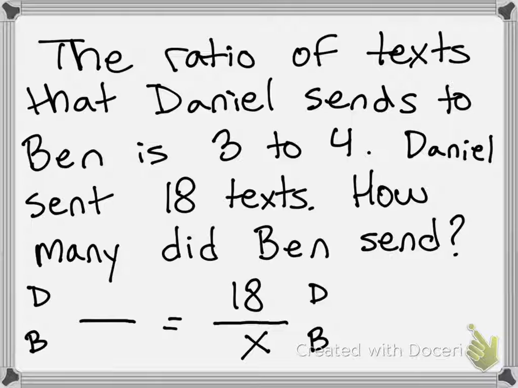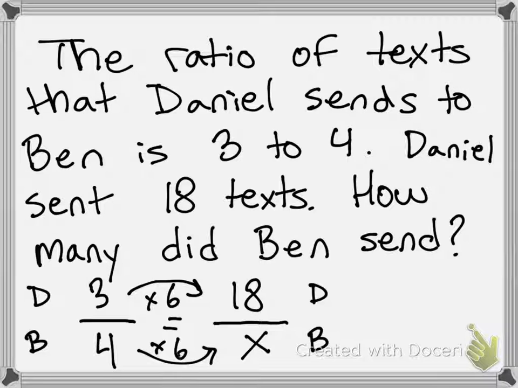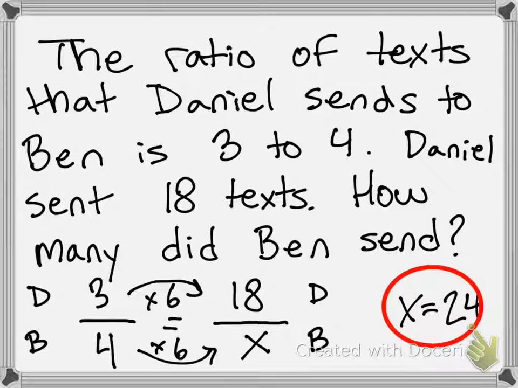Now, what's the original ratio? Daniel sends text to Ben is 3 to 4. So what's the ratio on the other side? It is 3/4. Exactly. How do we get from 3 to 18? Times 6. How do we do the same thing here? What's 4 times 6? 24. So X is equal to 24. We can do this another way. We could divide and multiply. We can do all sorts of different things. The important part is that we know which piece goes where.